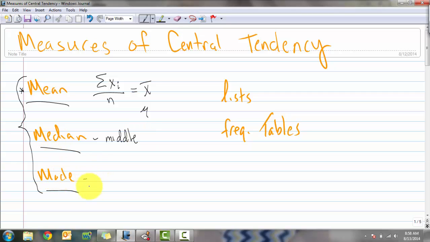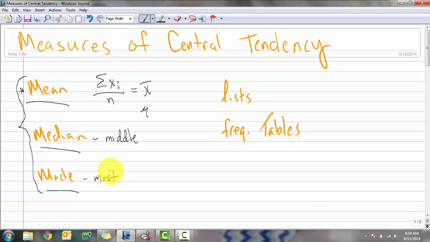And the mode means most. We can have more than one mode, or we can have no mode. If there's two modes, we call it bimodal. One mode is unimodal. No mode means every data value is given exactly once.